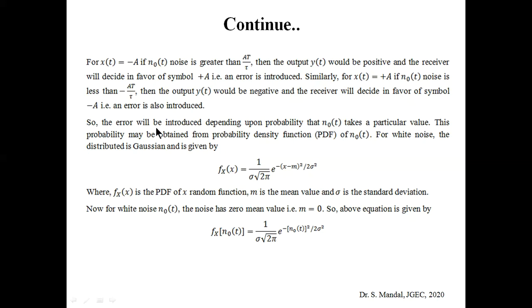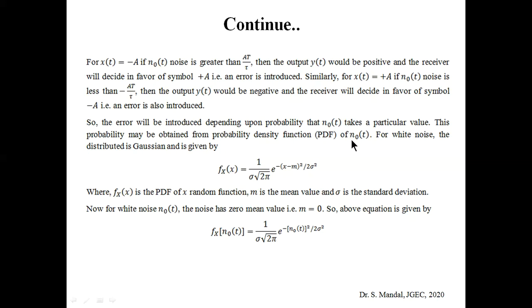Depending on this value of n0(t), there is a certain chance or probability that an error can happen. The error will be introduced depending upon the probability that n0(t) takes a particular value. Now this probability may be obtained from the probability density function, the PDF, of n0(t).